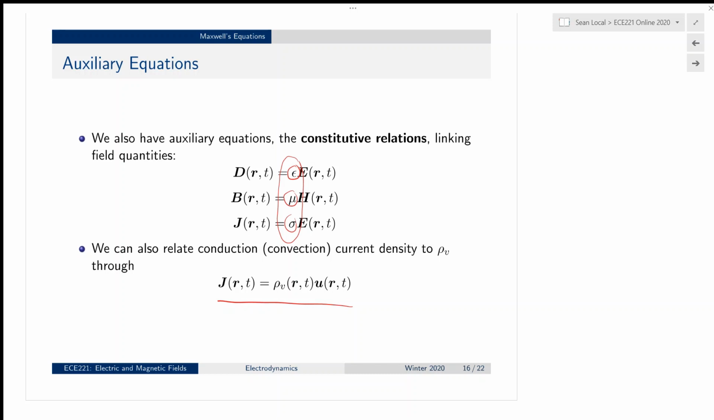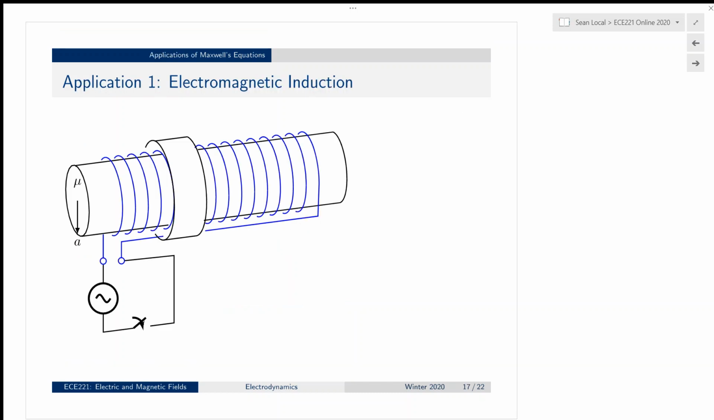And whether that current was a result of a conduction current or a convection current, which doesn't require conductors to flow, that still leads to a current density, and the same underlying relation can be used to find that. As our first example of applying Faraday's law of electromagnetic induction, let's consider an electromagnetic ring launcher.